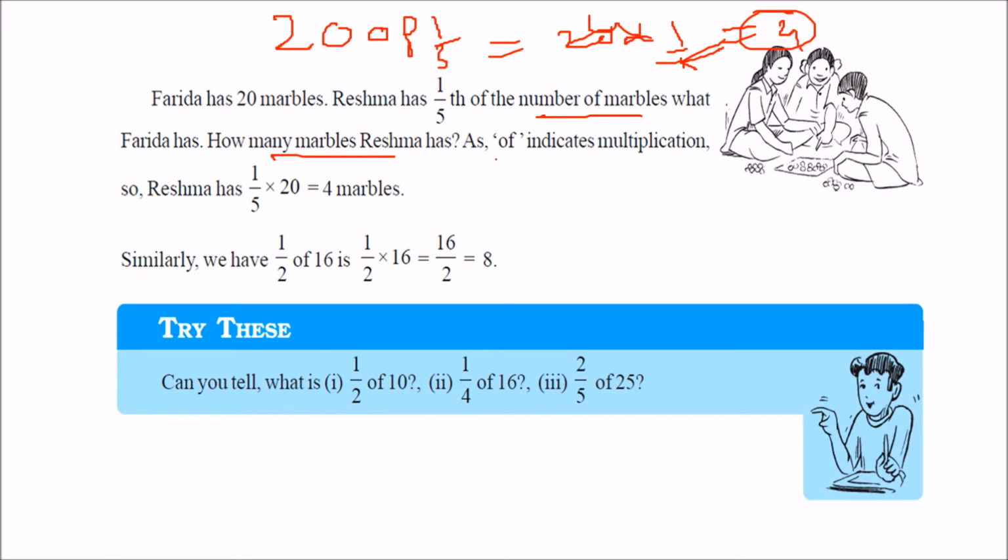Half of 16 is 8, 2 8s are 16. Half of 10 is 5. 1 by 4 of 16 is 4. 2 by 5 of 25 is 10, 5 5s are 25, 5 2s are 10. This is 10.